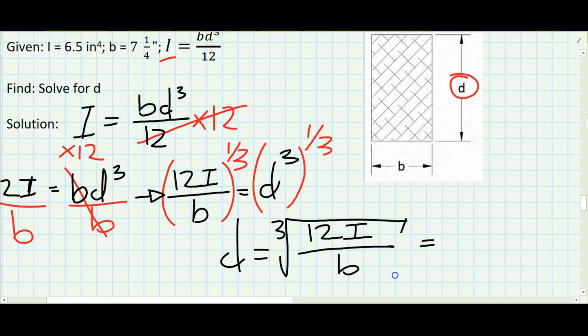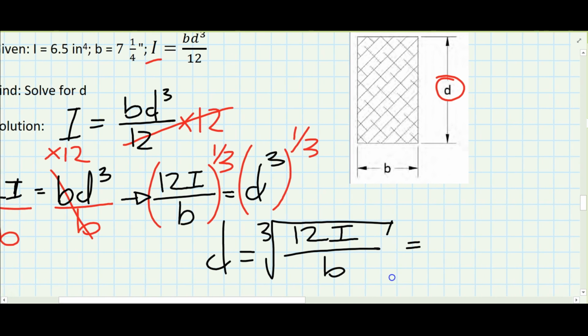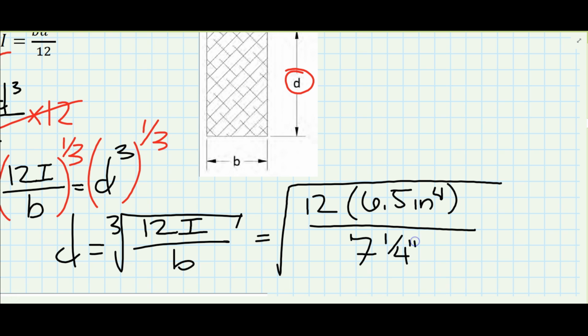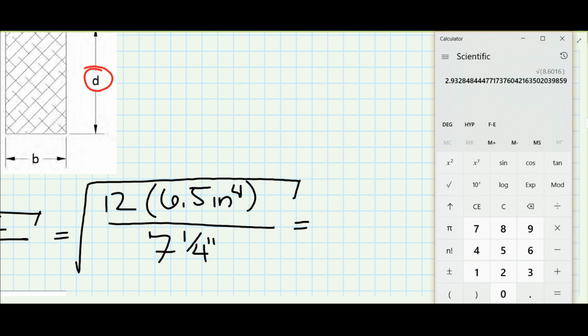We can plug in numbers here, where I equals 6.5 inches to the fourth and B equals 7 1/4. So 12 times 6.5 inches to the fourth, over 7 1/4. There we go. Let's solve this thing. Let's plug in the numbers with our calculator. So 6.5 times 12 equals 78, divided by 7 1/4, which is 7.25.